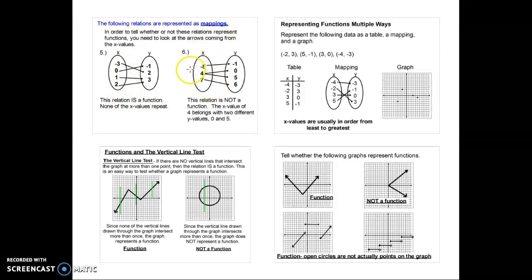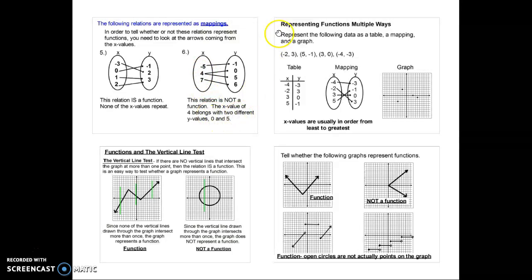And I look at example number 6. So I have -5 is connected to -1. Okay, it only has one arrow, so that's good. But then I get to my x value of 4, and it's split. 4 is connected to 0, and it's connected to 5. So that ordered pair is 4, 0, and 4, 5, which means that x value repeats. So this is not a function.